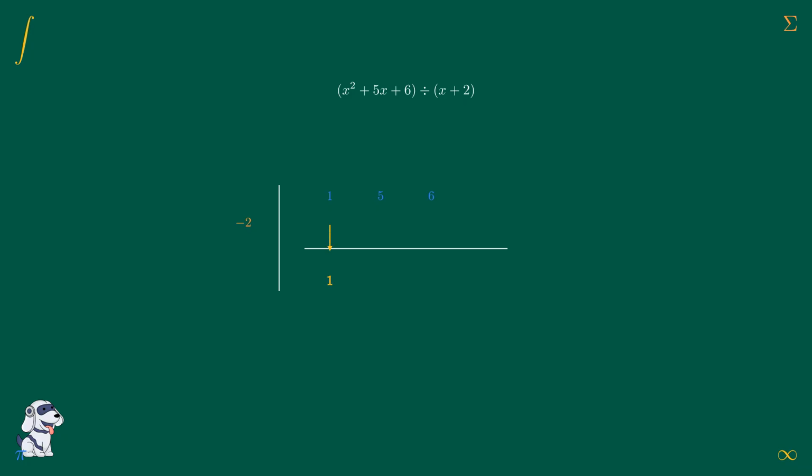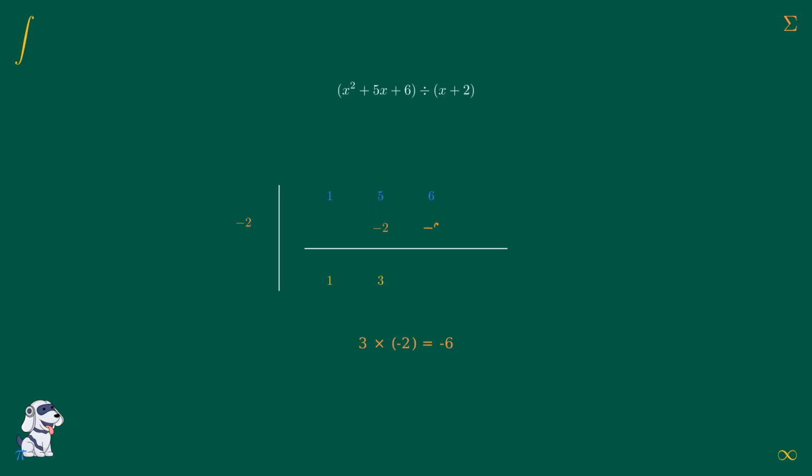Step 1. Bring down the leading coefficient. The first coefficient, 1, comes straight down to the bottom row. Step 2. Multiply the value we just brought down by a, which is negative 2. 1 times negative 2 equals negative 2. Write this under the next coefficient. Step 3. Add the values in the second column. 5 plus negative 2 equals 3. Write this in the bottom row.